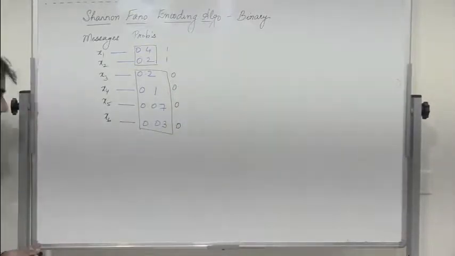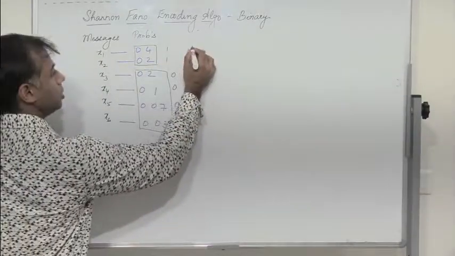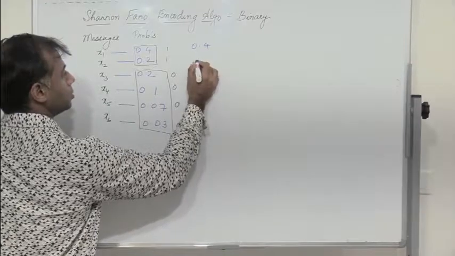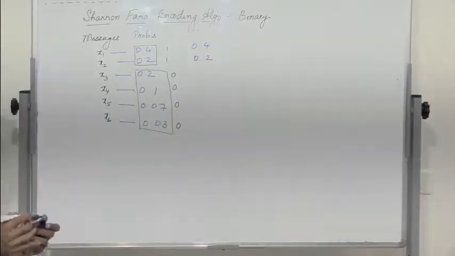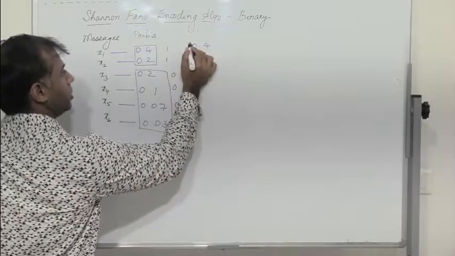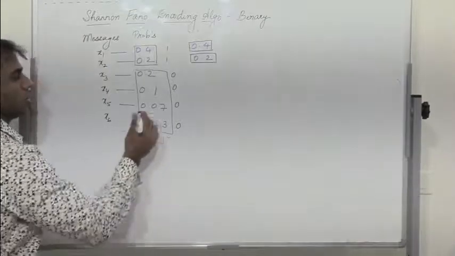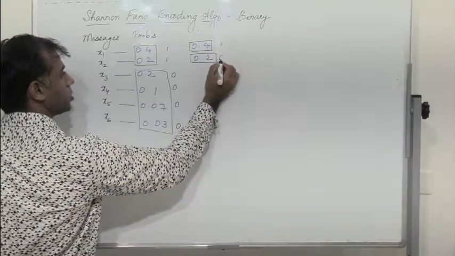Now again divide this group into 2 of nearly equal probabilities. Since there are only 2 probabilities, you can only divide this into 2. So assign 1 for the first group and 0 for the next.